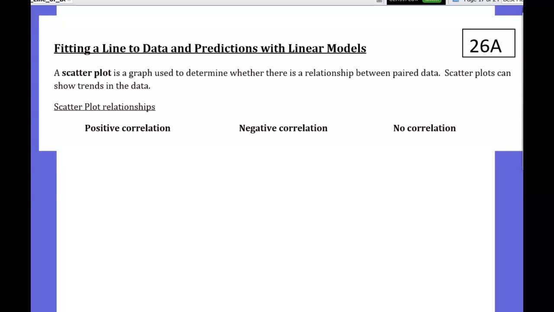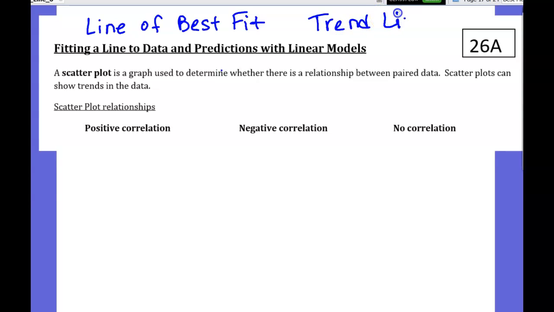Today we're going to talk about fitting a line to data and making predictions with linear models. A lot of times you'll hear this referred to as the line of best fit, or maybe even what's called the trend line. And we're starting to use our lines now to start making predictions.